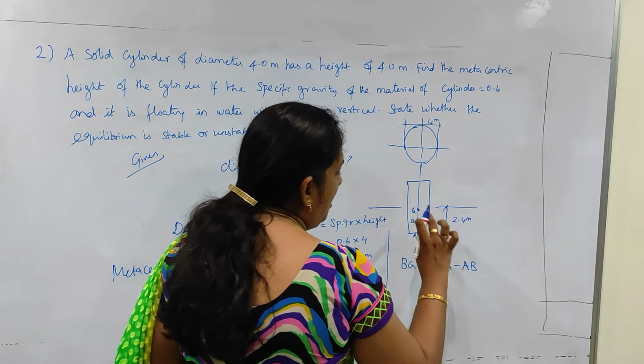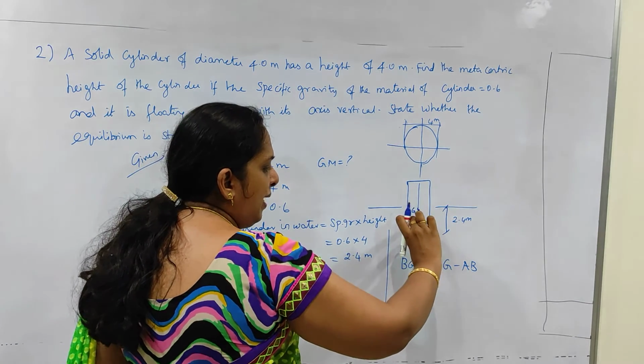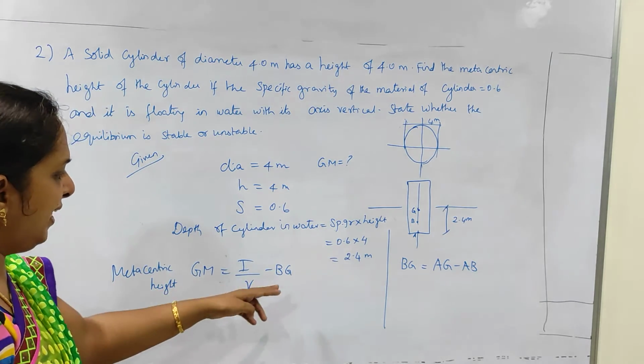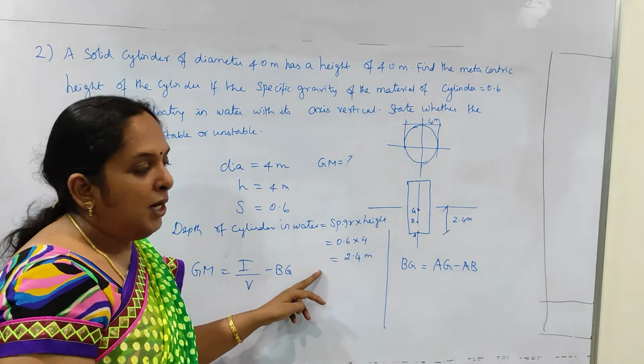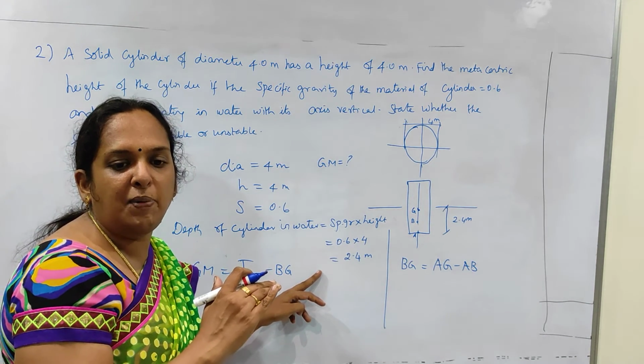Okay, what is AG? AG is the distance from the center of gravity. And what is AB? It is the distance from the center of buoyancy. So we have to get that, then only you will be able to get this. The depth of the cylinder is known. So what will be the distance of your center of buoyancy?